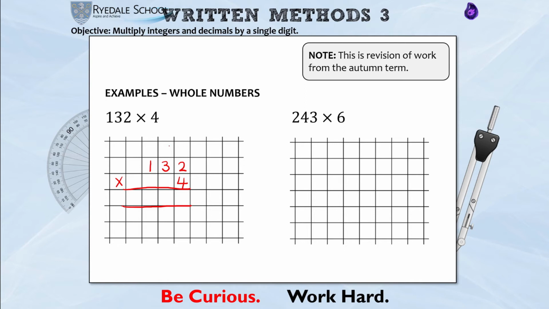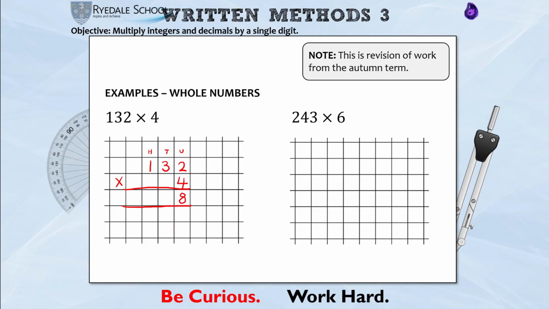Then we just have to multiply each place value column. I've got hundreds, tens and units, and I've got to multiply each place value column by 4. For the first one, it's 2 times 4, so that is 8. For the tens, it is 3 times 4, and 3 times 4 is 12.